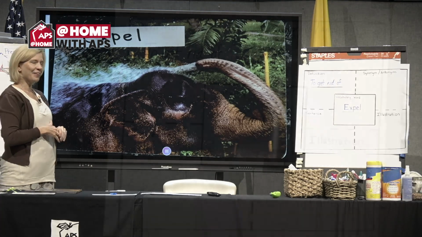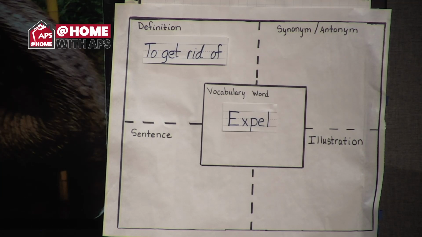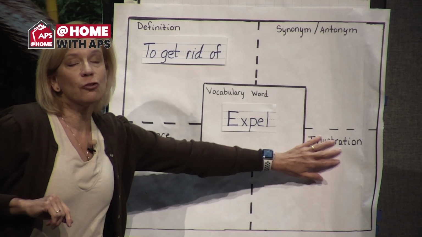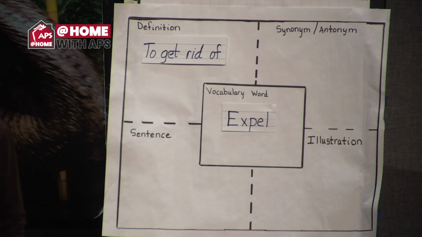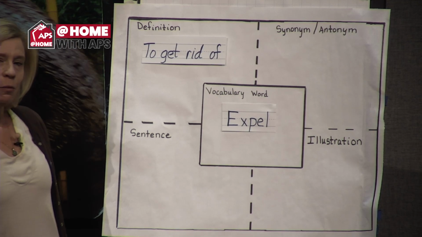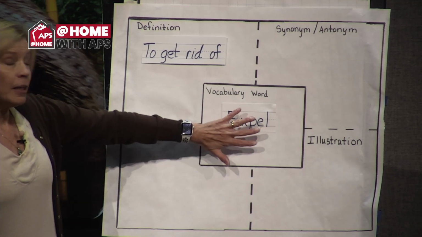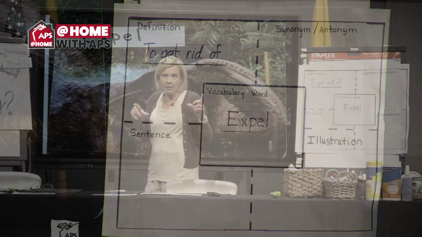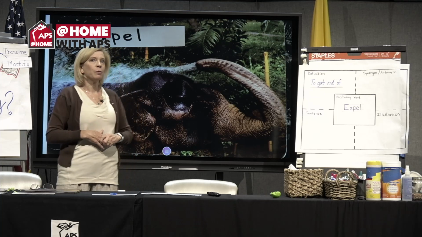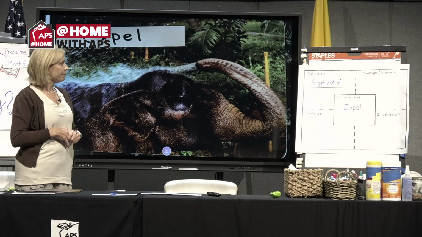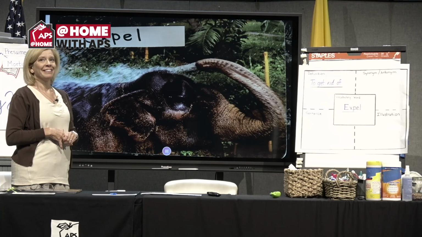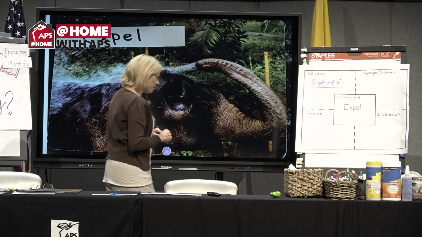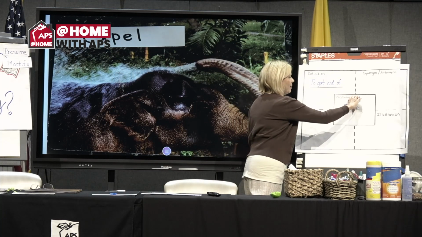That means opposite, right? And then another thing I'm going to have you do, so you're not rushed, is the illustration. So you can do your illustration after our show ends or while you're watching. If you'd like, once you fill out your Frayer model, you could take a picture of it and send it to our APS Twitter page, which is on the screen, and we will post that so we can see the fabulous work that you're doing at home. All right, so that's our first word, expel.